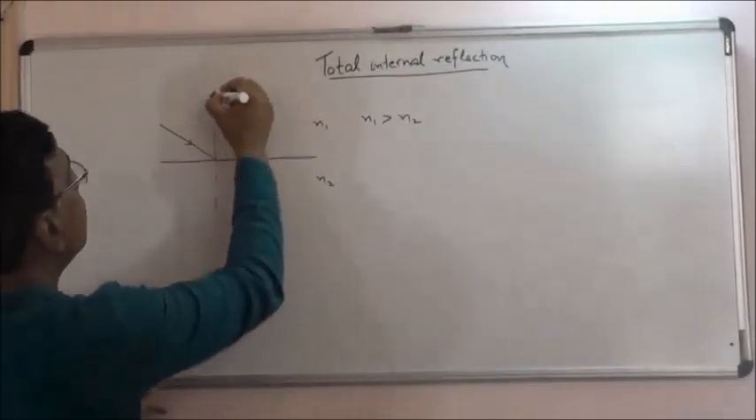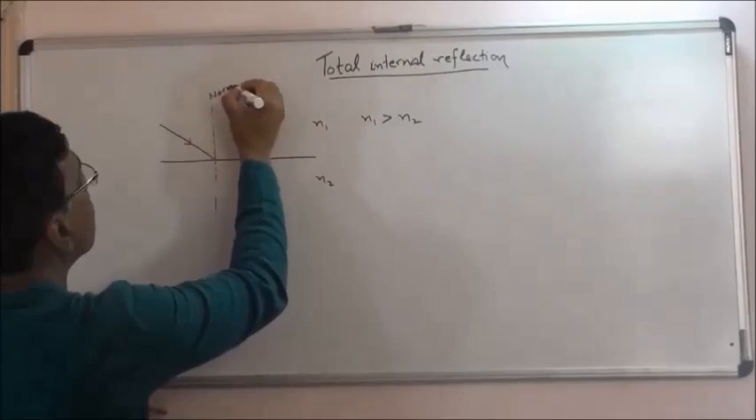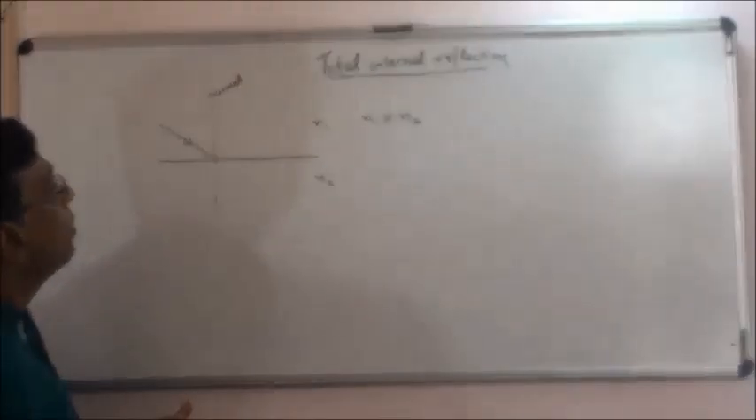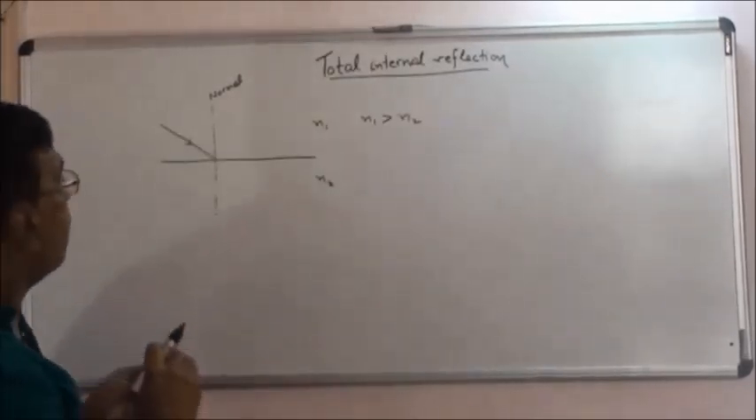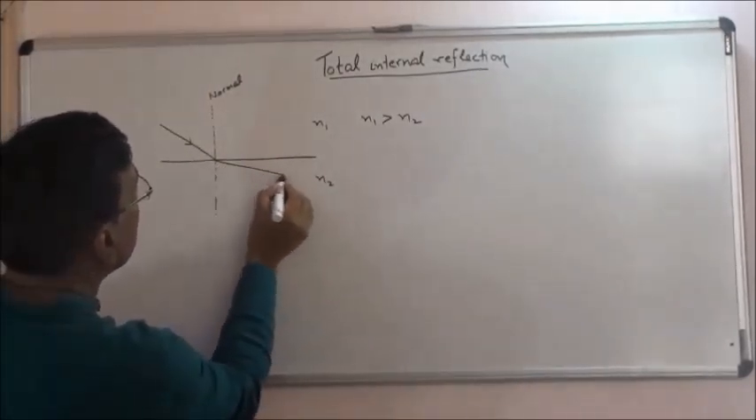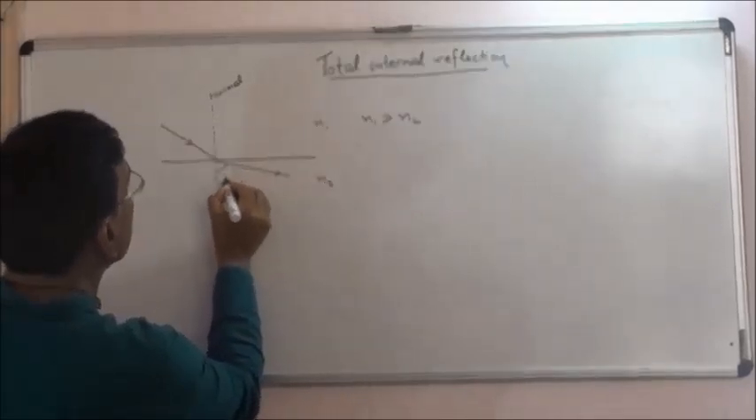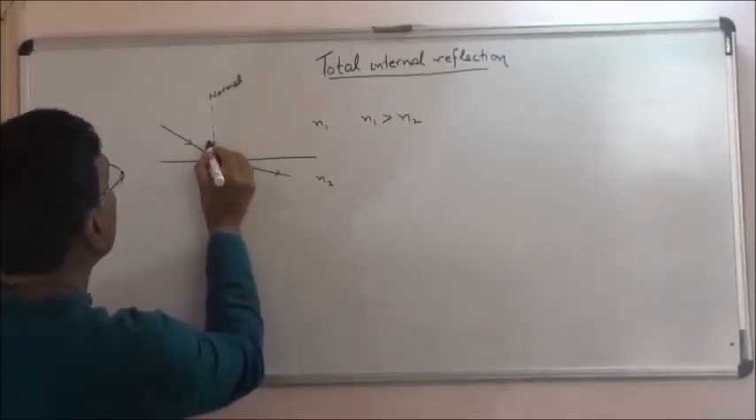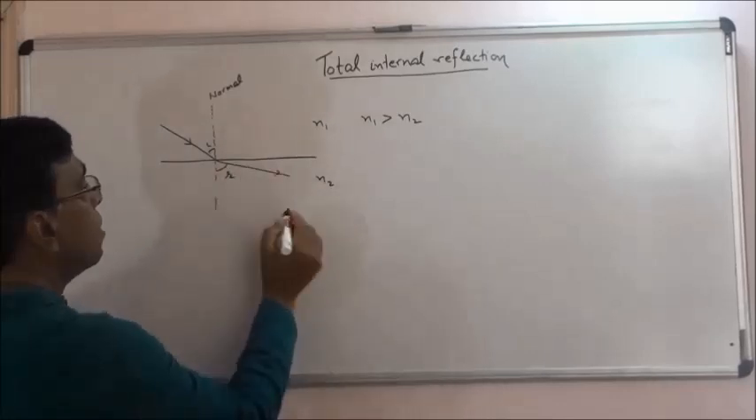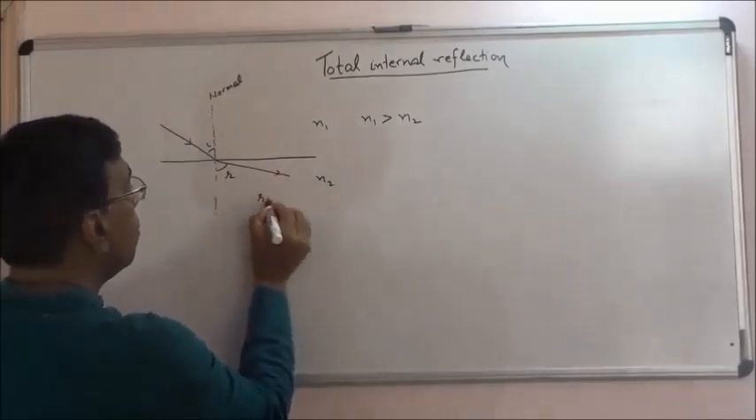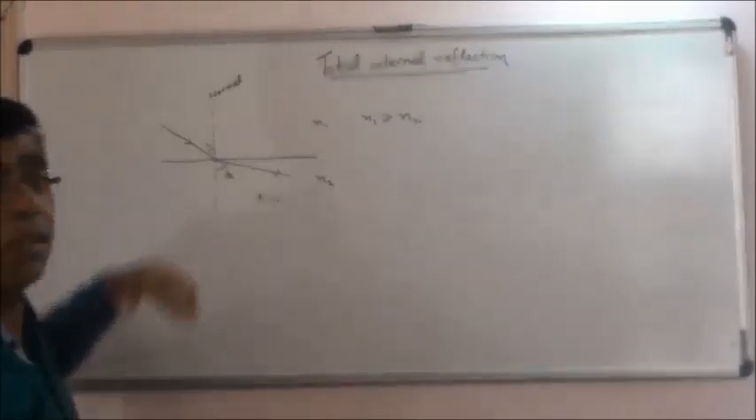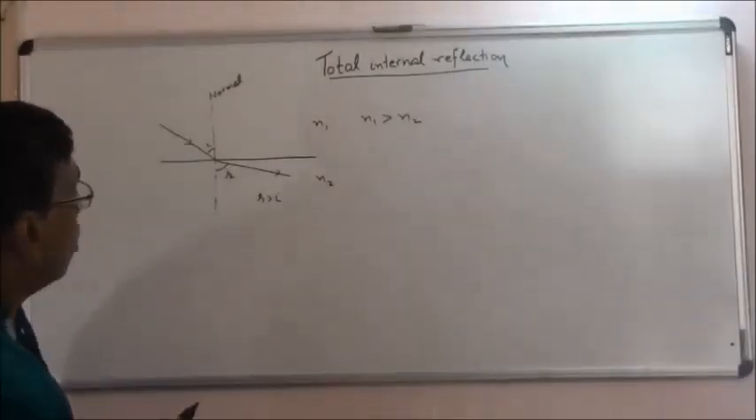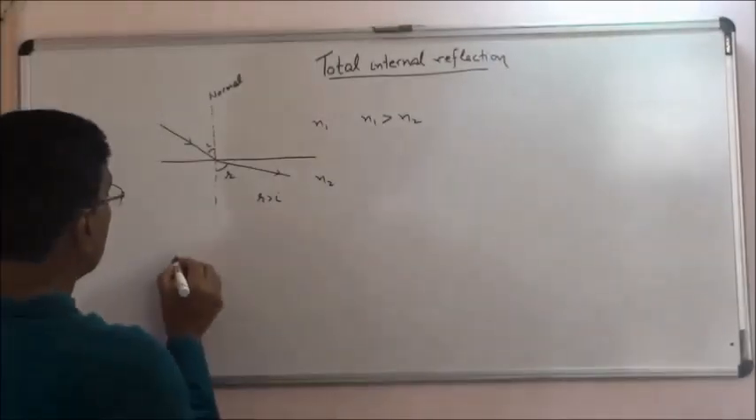This is the normal, and when moving from a denser to a rarer medium, this ray will move away from the normal. So maybe like this. So if this is rarer than this, R will be more than I. The angle of refraction, the ray moves away from the normal. Now what will happen if I increase the value of the incidence angle?